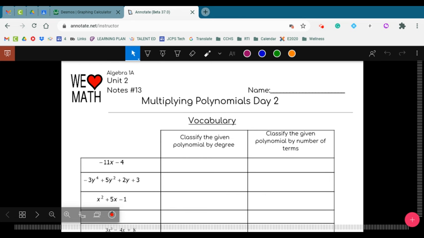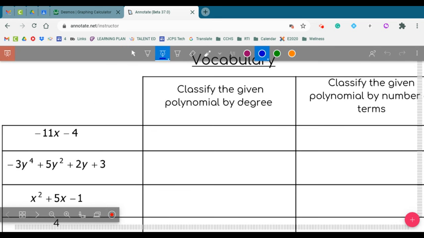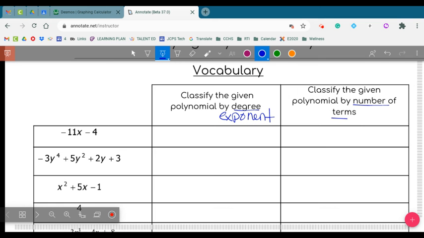Okay, today we're going to do our Unit 2, Notes number 13, which is multiplying polynomials, which is day 2. So we're going to go a little bit more in depth. So first we're going to classify the given polynomial by degree. So if you guys remember, degree is the largest exponent. And then we're going to classify by number of terms.